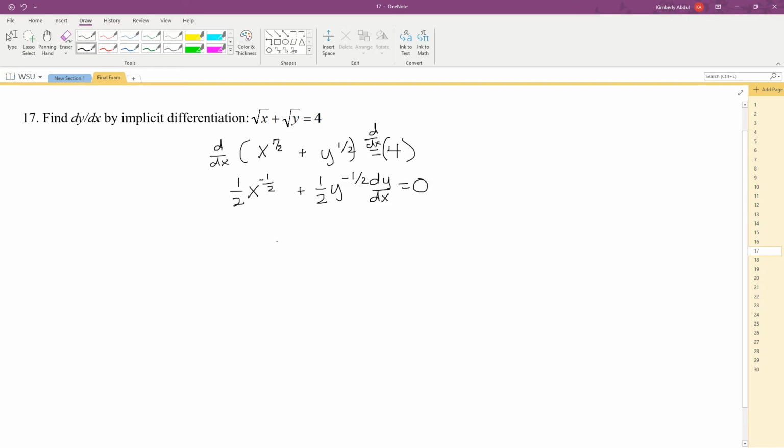Now, before I go any farther, I'm going to clear the fraction that I have here. I'm going to clear the 2. So I'm going to multiply the equation on both sides by 2. And I'm going to have x to the negative 1/2 plus y to the negative 1/2 equals 0, or equivalently, 1 over x to the 1/2 plus 1 over y to the 1/2 equals 0. Oh, and there should be dy dx right here.